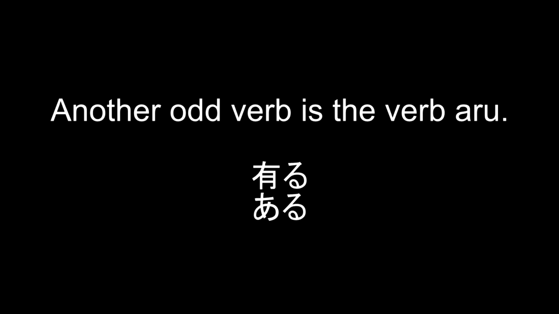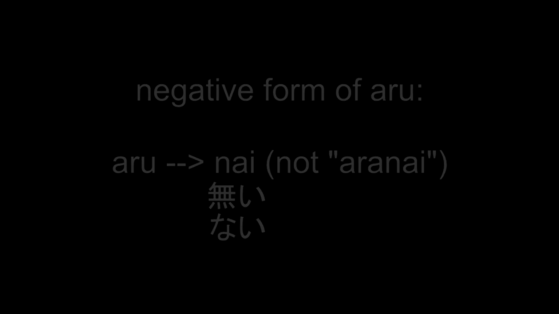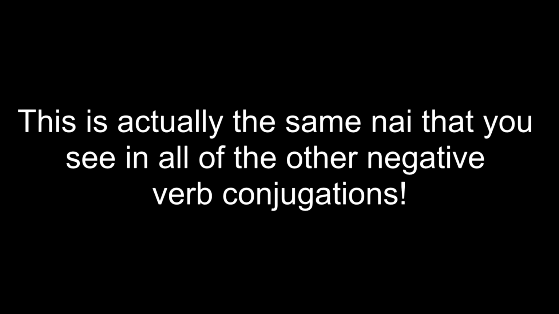Another odd verb is the verb aru, and you'll see this one plenty as well. The negative form is just nai instead of aranai. This is actually the nai that you see in all of the other negative verb conjugations.